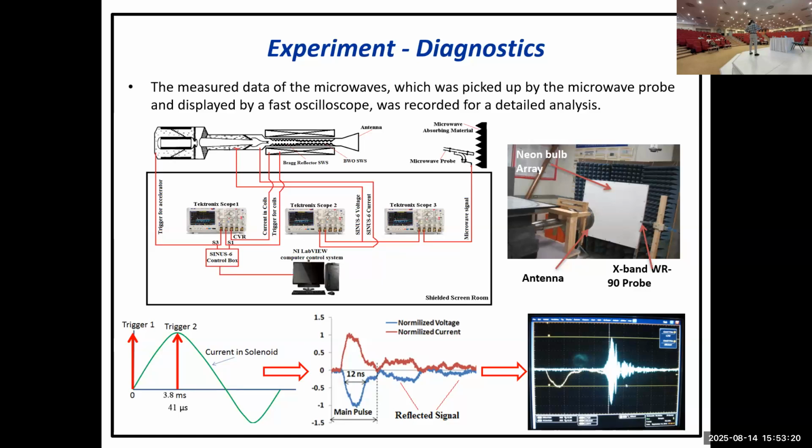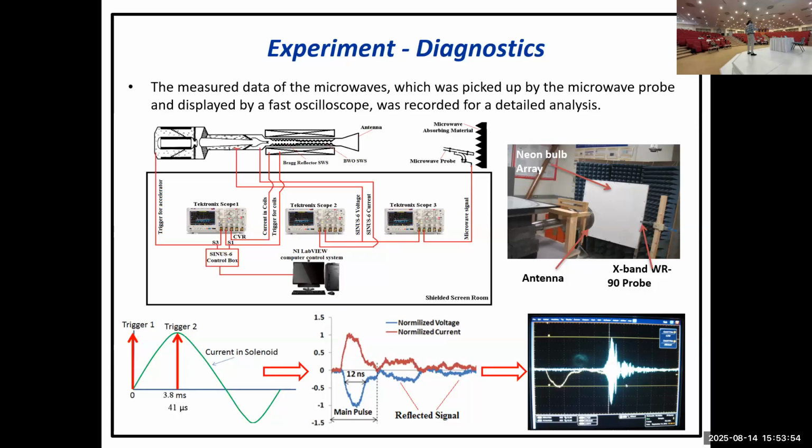We need to monitor the voltage coming out of the accelerator, and the current using a Rogowski coil. We also need to receive the RF signal here using a microwave probe, and we have to diagnose this. This is an X-band experiment, so we have an oscilloscope that can cover all the way to 16.5 gigahertz, so we don't have to do heterodyning and mixing, the frequency down conversion, in this case.